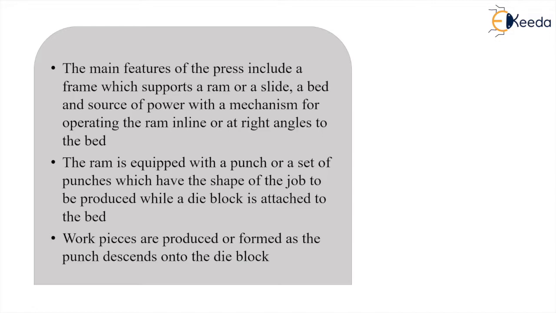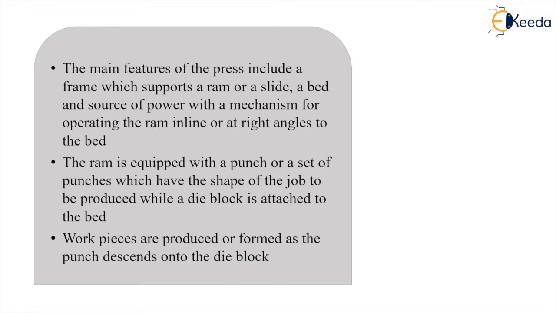The main features of the press include the frame which supports the ram or a slide, then a bed, and a source of power with the mechanism for operating the ram in line or at right angle to the bed. So these are the main features of the presses: the frame to support the ram, the bed, and the source of power with the mechanism for operating the ram. We are going to see all these things in the diagram.